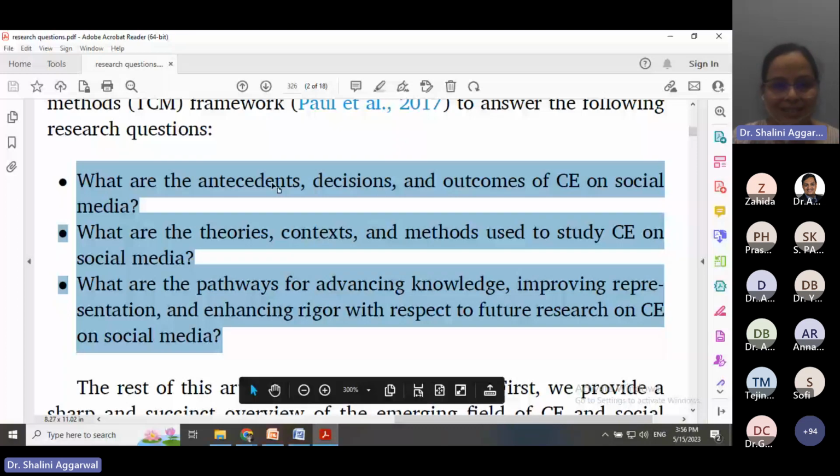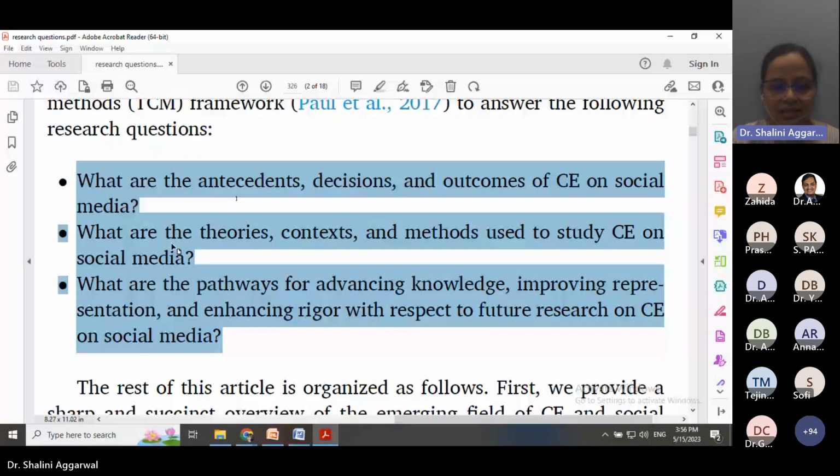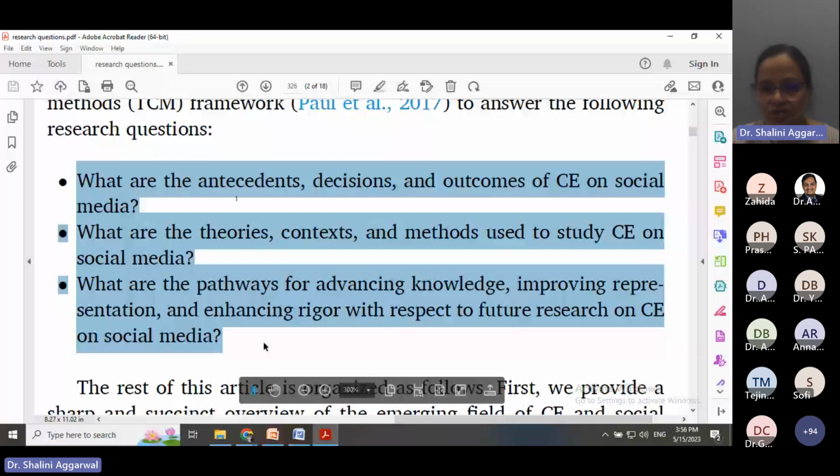Look at this. What are the antecedents, decisions, and outcomes of CE on social media? What are the theories, context, and methods used to study CE on social media? What are the pathways for advancing knowledge, improving representation, and enhancing rigor for future work on CE on social media? So the first step when we start with the SLR is to discuss the research question, and this research question becomes a part of your introduction.